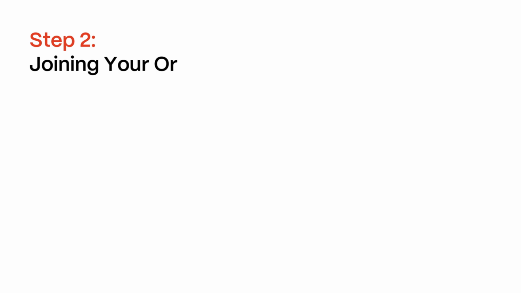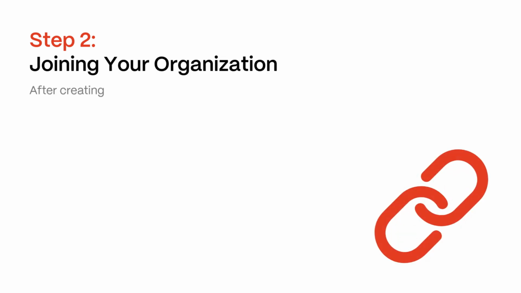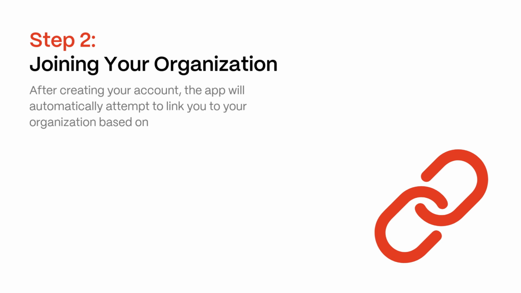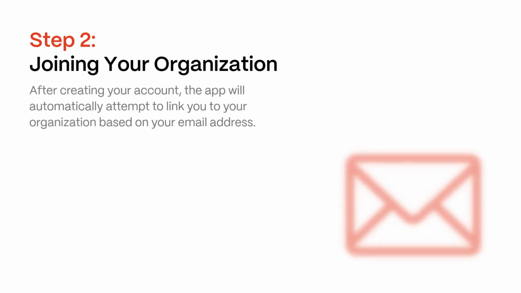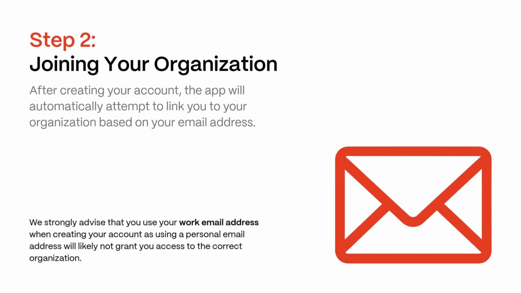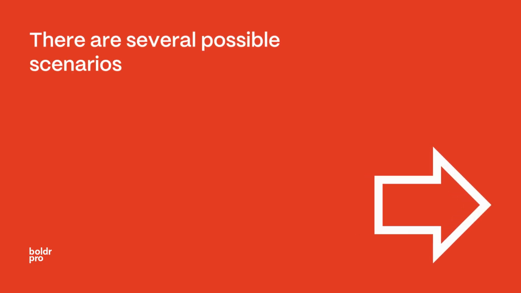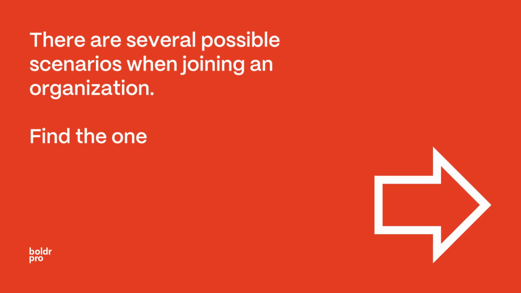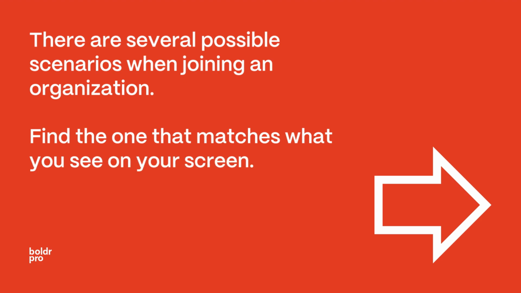Step 2. Joining your organization. After creating your account, the app will automatically attempt to link you to your organization based on your email address. We strongly advise that you use your work email address when creating your account, as using a personal email address will likely not grant you access to the correct organization. There are several possible scenarios when joining an organization. Find the one that matches what you see on your screen.